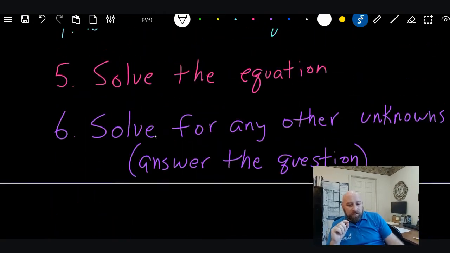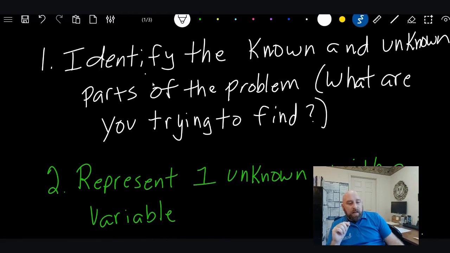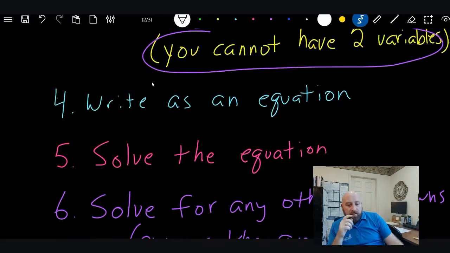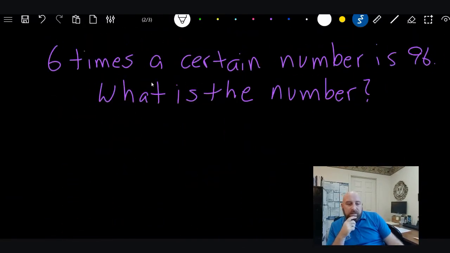Let's use our steps. Step number 1. Identify the known and unknown parts of the problem. What are you trying to find? All right, so what are we trying to find here? 6 times a certain number is 96. What is the number? So what are we trying to find? We're trying to find the number. Okay, we're trying to find what number times 6 equals 96. That's what we're looking for. Okay, so that was pretty easy there. We're looking for the number.